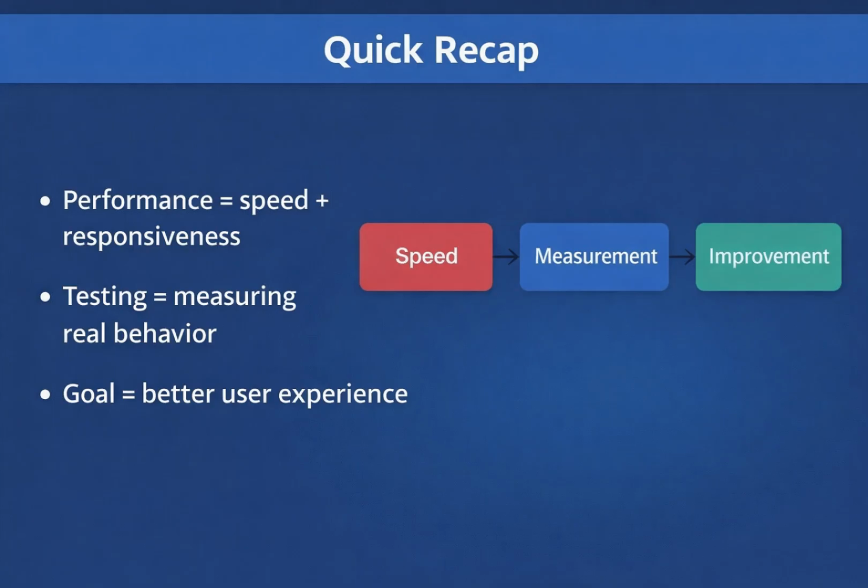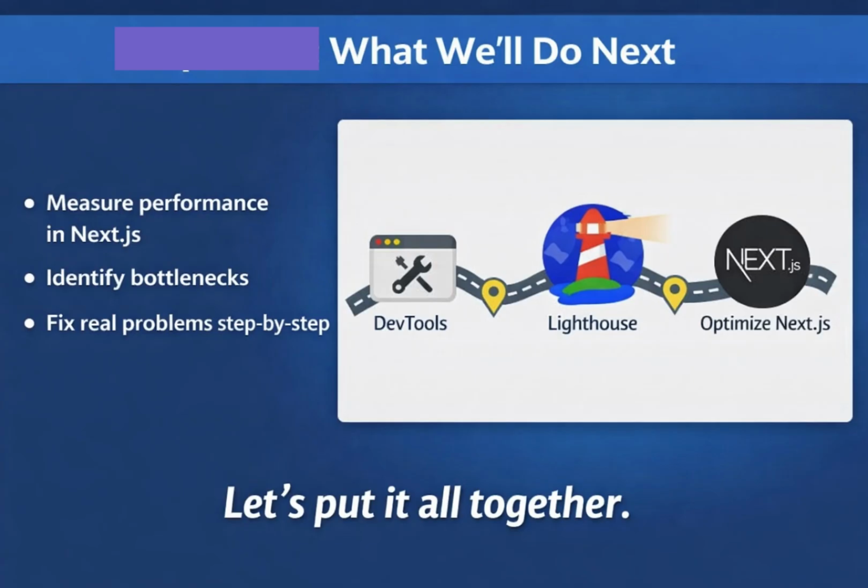So let's quickly recap. Performance is about speed and responsiveness. Testing is how we measure real behavior. And the goal is a better user experience. Now let's make this practical. In the next video, we're going to measure performance inside a real Next.js app. You'll see exactly what to look at, and what those numbers actually mean.